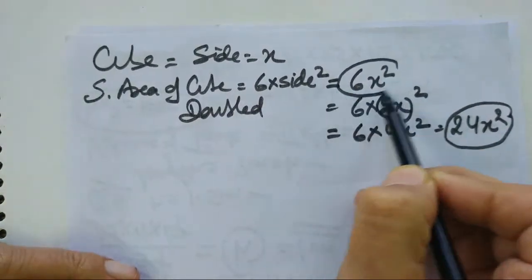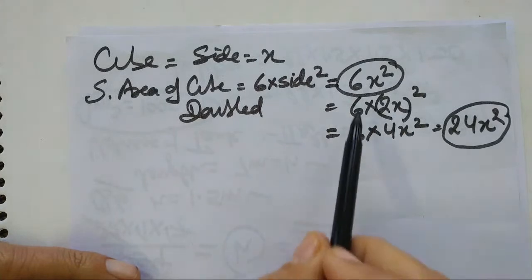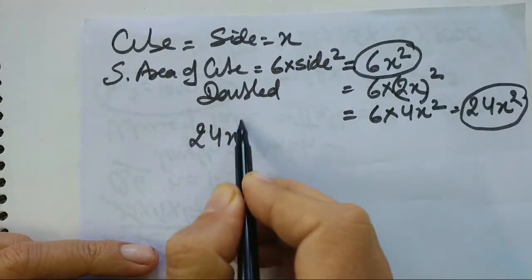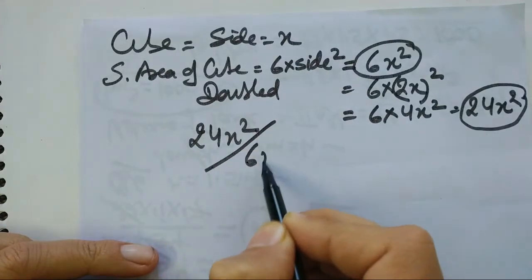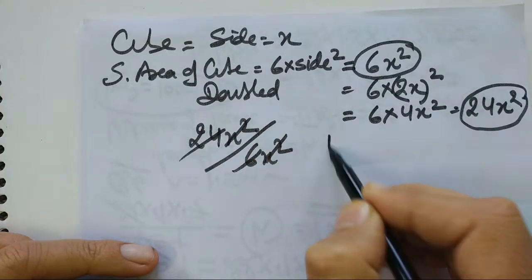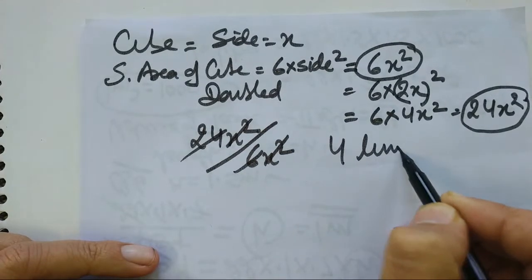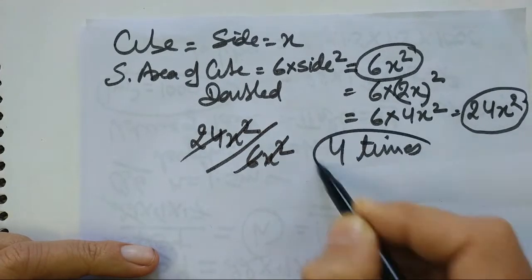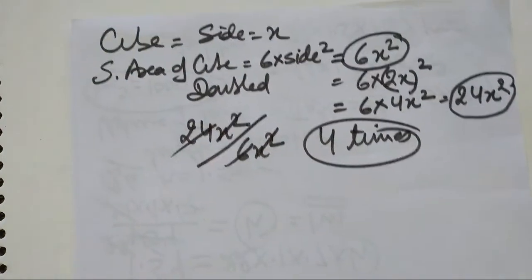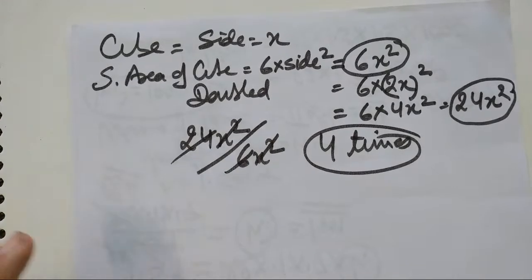This was the old surface area. How many times has it increased? So 24x squared divided by 6x squared gives me the answer 4 times. The area of this figure has increased 4 times. Okay, so this is the relation of area.